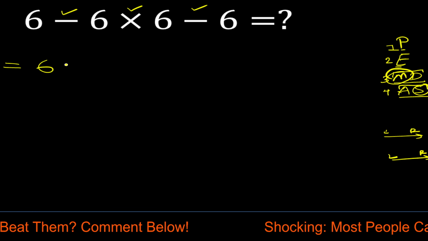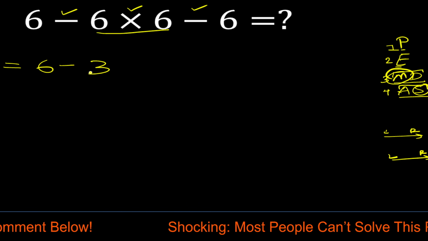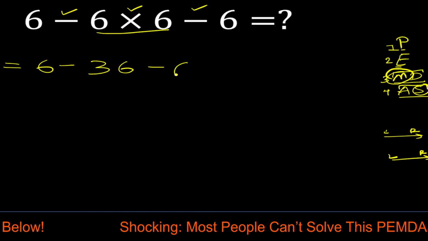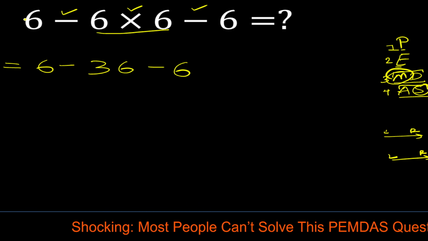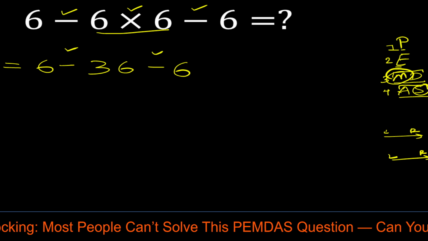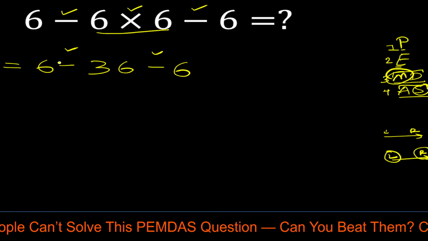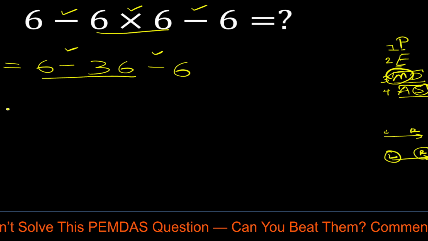So now 6 minus, now solve this multiplication, 6 times 6 is equal to 36, minus 6, right? Now here we have one subtraction and here subtraction. So both have equal priority, so we have to solve it from left to right. So first we have to solve this subtraction, right?